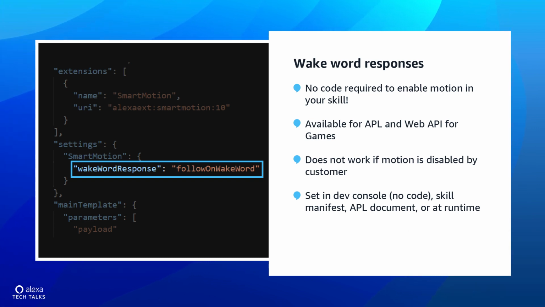And it's important to know that these wake word responses can be disabled by the customer. Motion can be disabled by turning off the shutter of the device or by telling the device, turn off motion. And in that case, the motion will not happen regardless of the setting in your skill that you choose. And so now we're going to do a quick demo that shows you a little bit of how the follow-on wake word behavior is going to work.